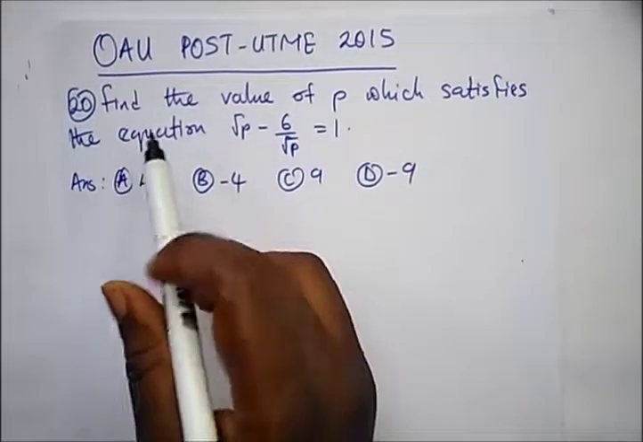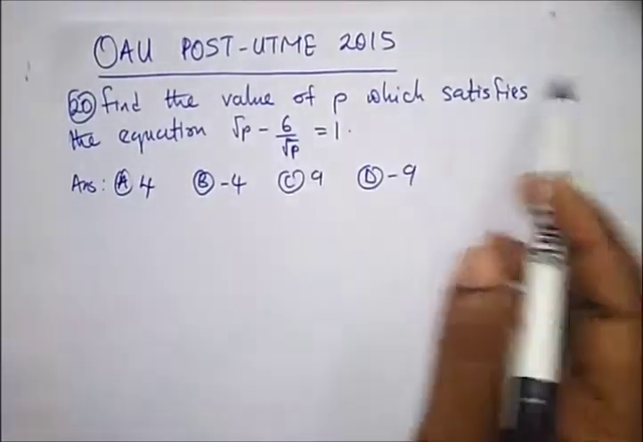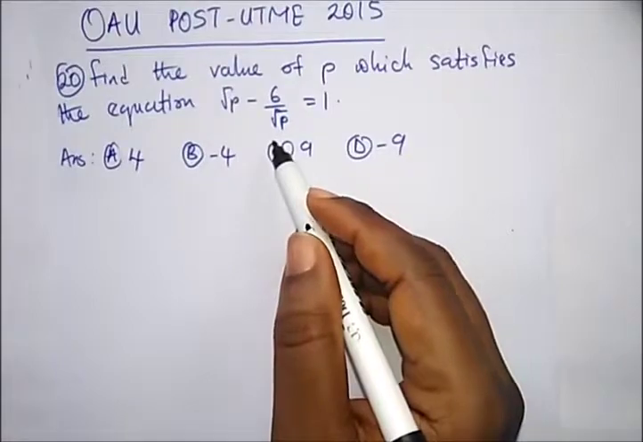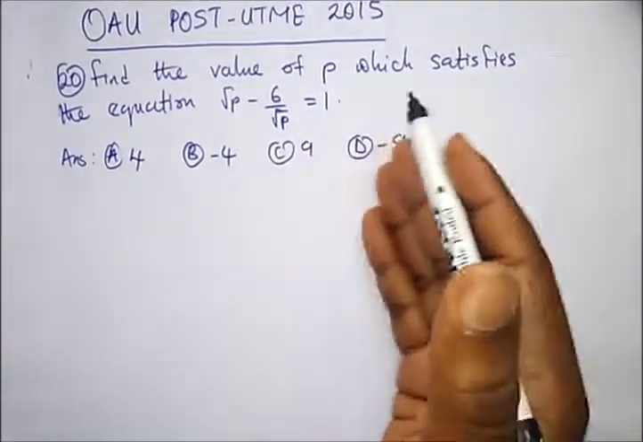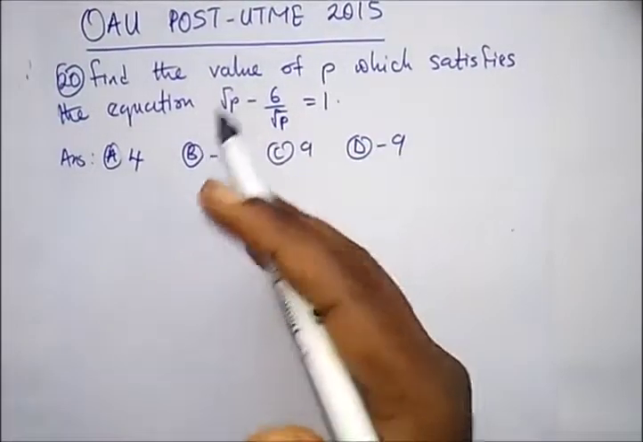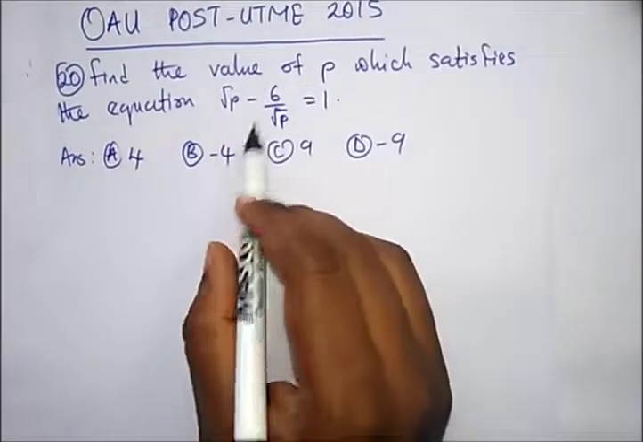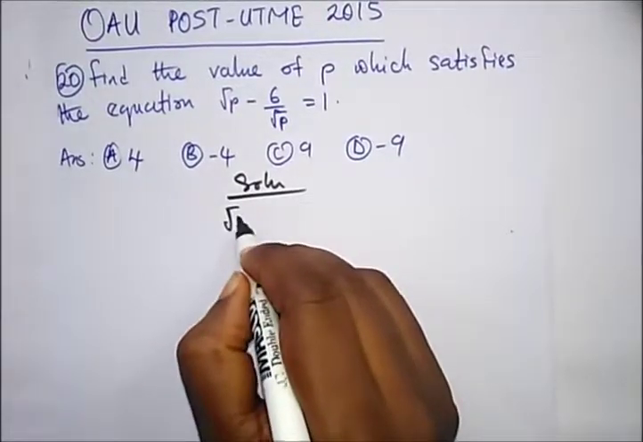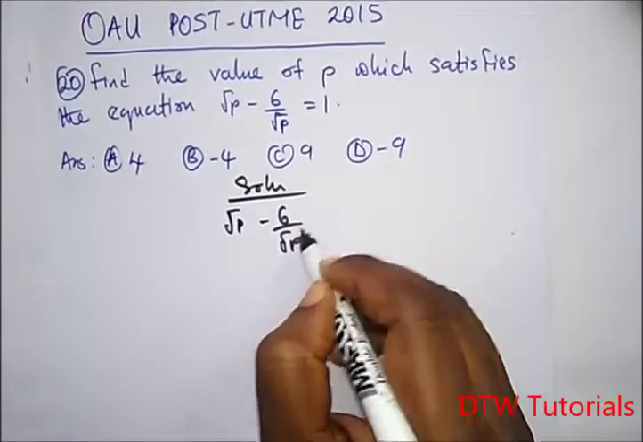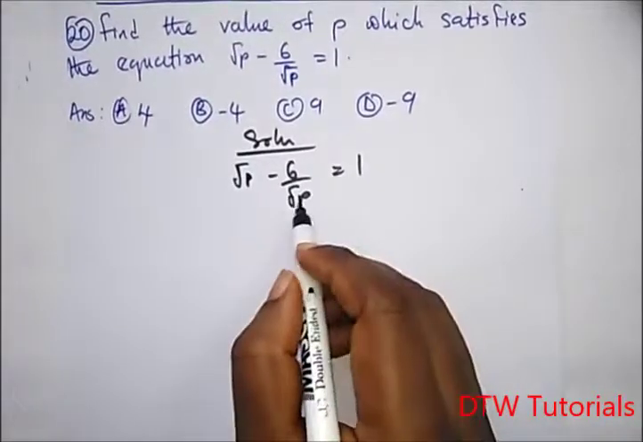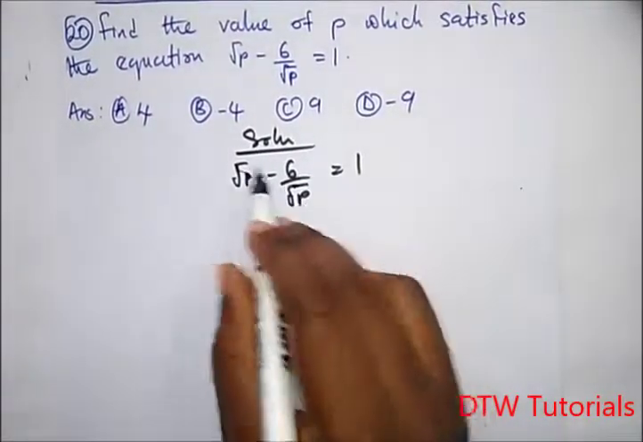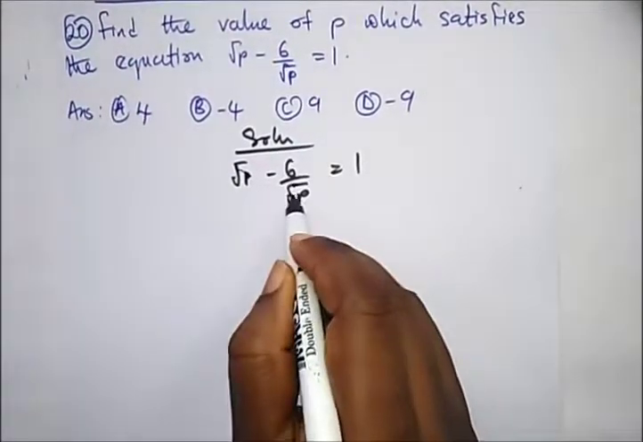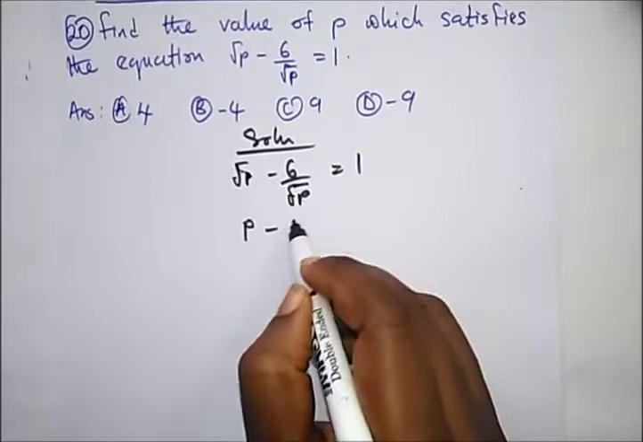So here we have a question, it says find the value of p which satisfies this equation. So let's solve this. What we're trying to do is to get p and also know the value, because we're going to have two values of p, so we'll know which one satisfies the equation equal to 1. So here, let me write this down, minus 6 over p equal to 1. So let's multiply this to both sides. So multiplying it here, it's going to cancel out the square, so we are left with p minus 6.